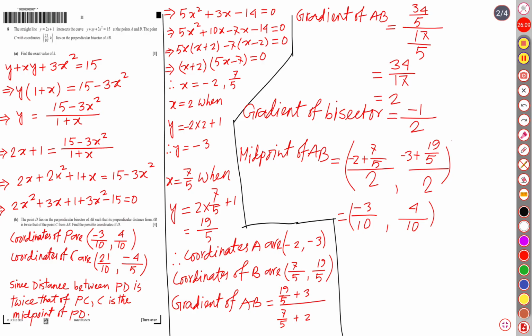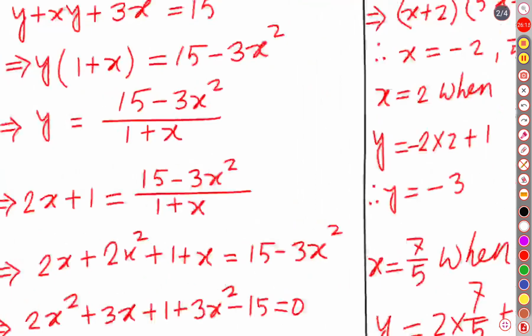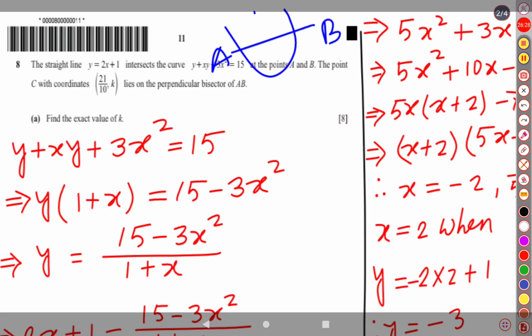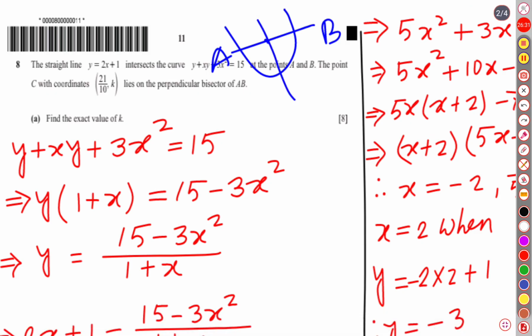Let me recap. That first one was, they have told there are two lines, one is curved and another one is a straight line. They intersect each other, and we have supposed that this is a, they told a and b, and they intersect the curve at a and b. After that they have told that the perpendicular bisector of this line AB has a point, let it be c over here. The coordinate of c is 21 over 10 as well as k. They told us to find k.